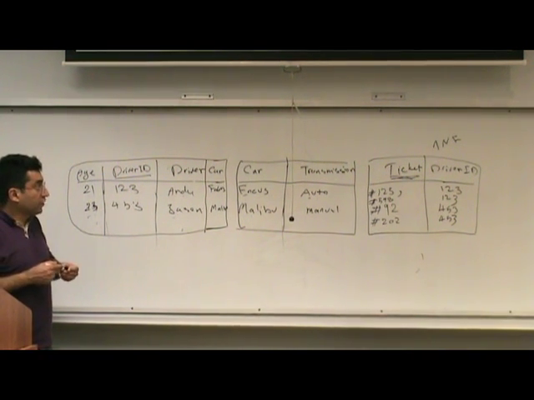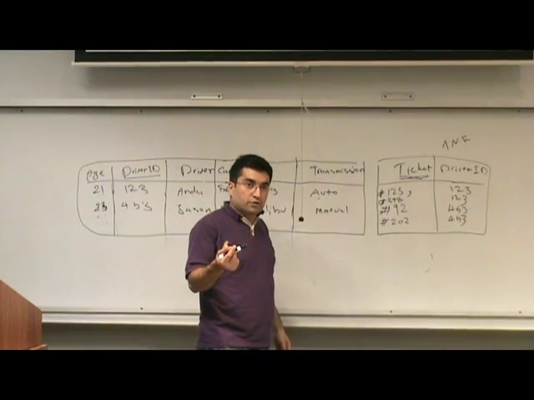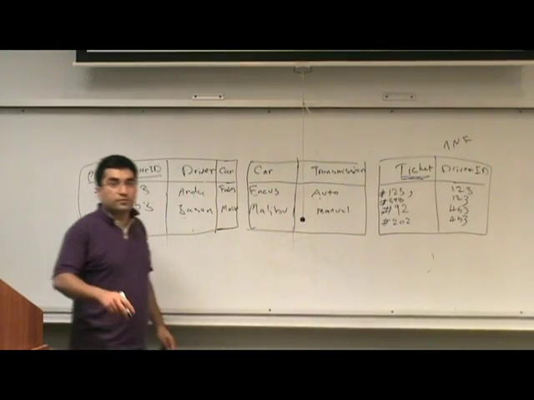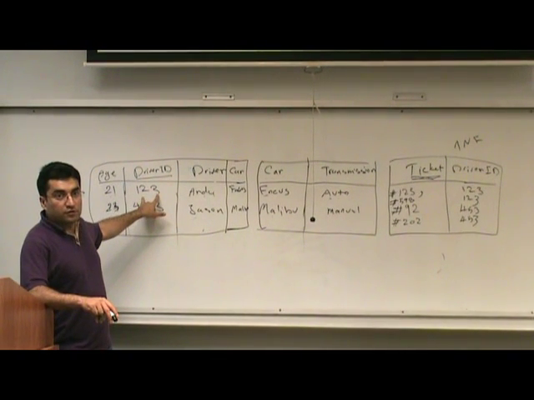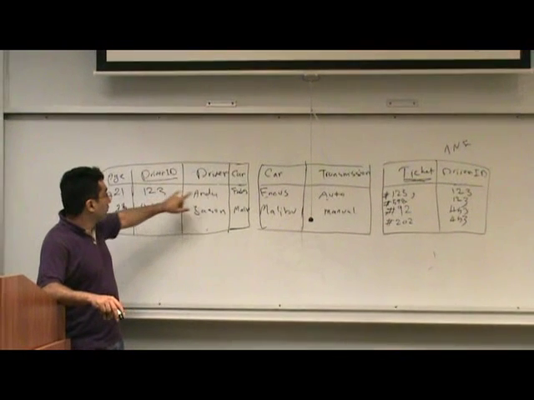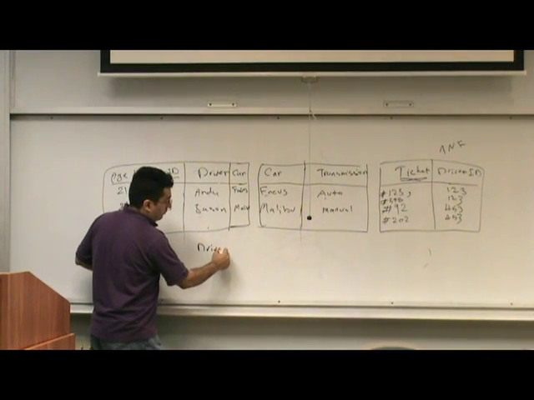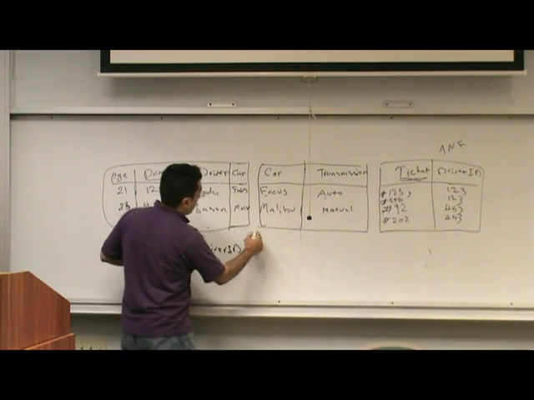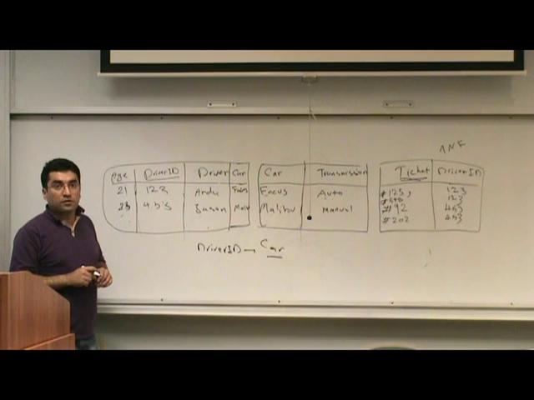No, the second table should have car and transmission. Each car has a type of transmission. The car is defined by the driver ID. So driver ID also points to the car, right? Yeah. So this is normal. Third normal. Why? Because the car is depending directly on the primary key.